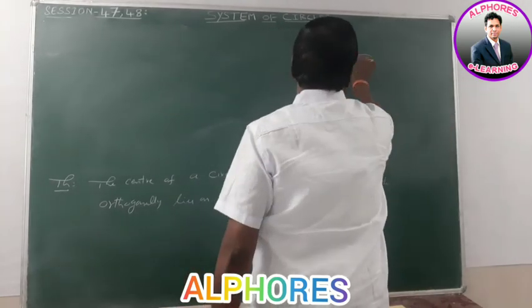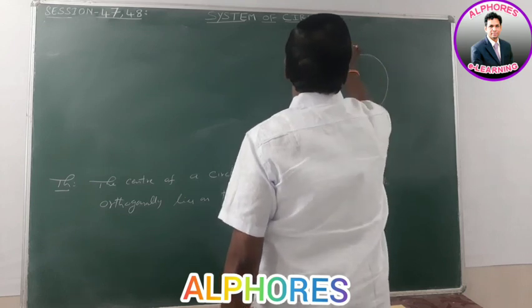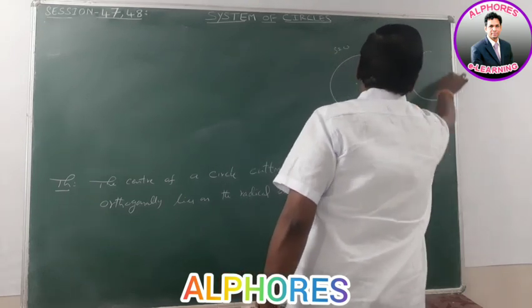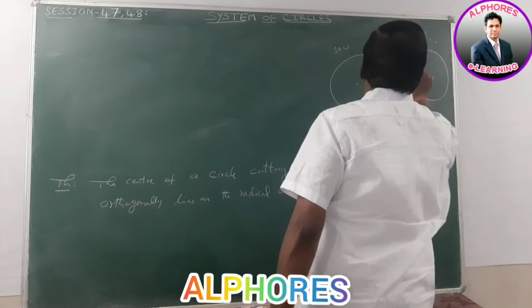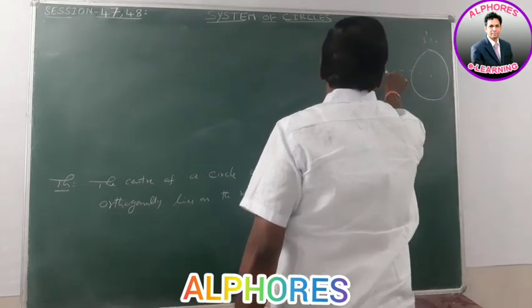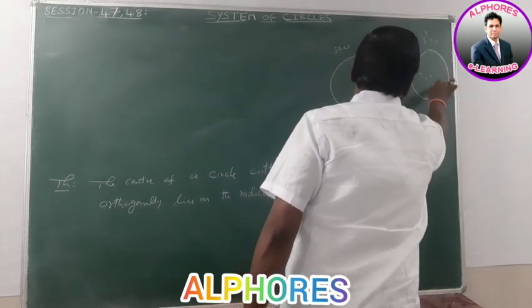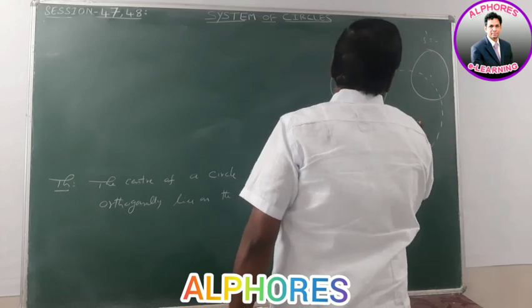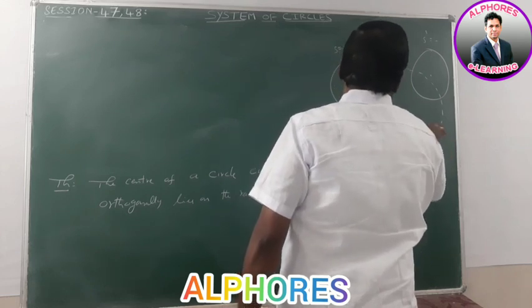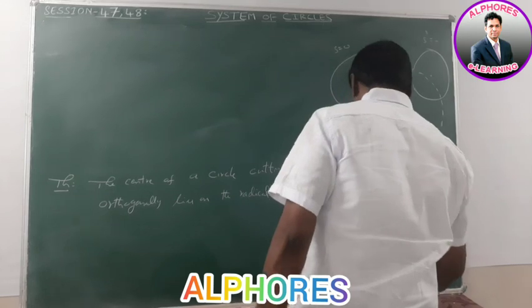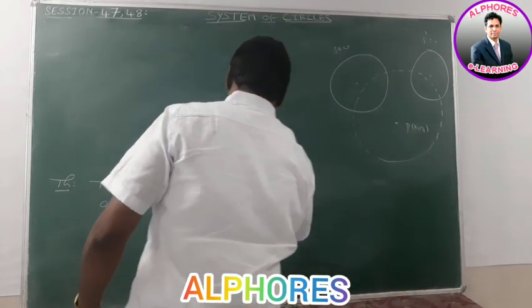First note this diagram. This is the circle S = 0. This is the circle S' = 0. This is the required circle. Now we find the locus of this circle. Say P(x1, y1) be the locus of the required circle and r be the radius of that circle.